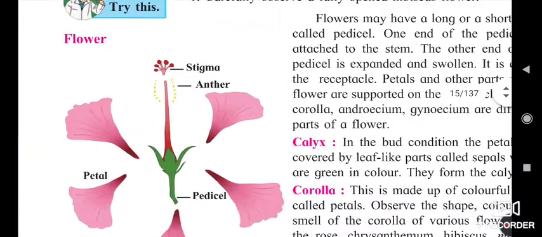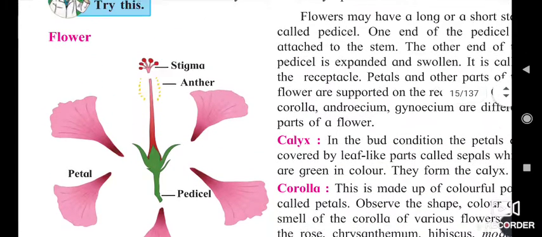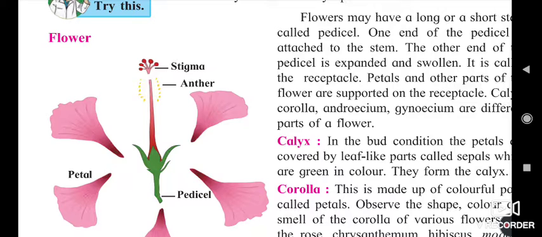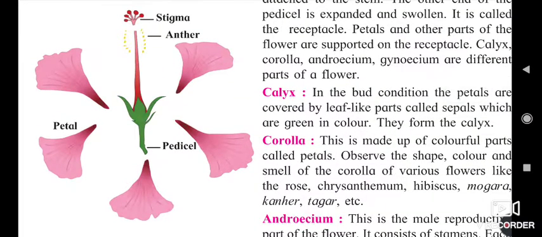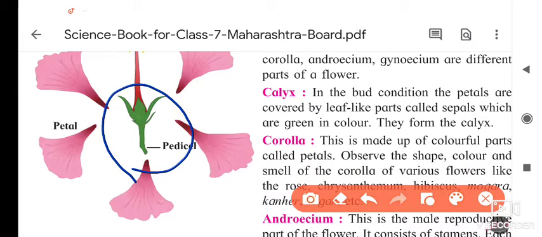Here we have a picture of a hibiscus in vertical section, separating the parts of a flower. Look at this picture. Here we have this green type of part through which the flower is held. This green type of part is called pedicel.